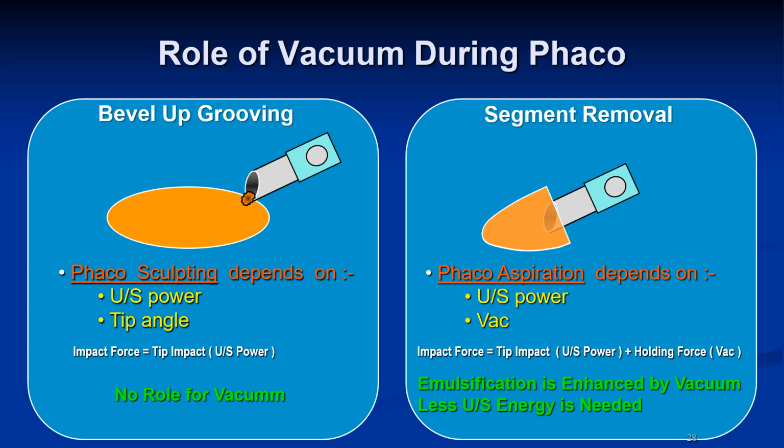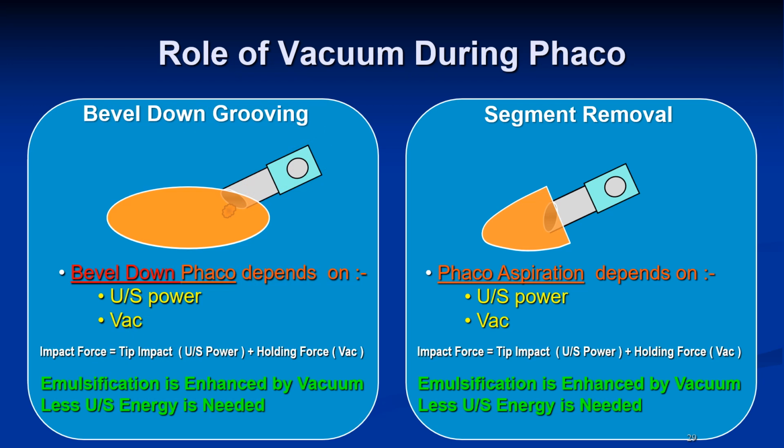During segment removal, the tip is occluded and vacuum is rising. This is called Phaco aspiration. The impact force is equal to tip impact, determined by US power, plus holding force determined by vacuum. We can increase vac and or US power, when we face with a harder cataract. Emulsification is enhanced by vacuum, less US energy is needed.